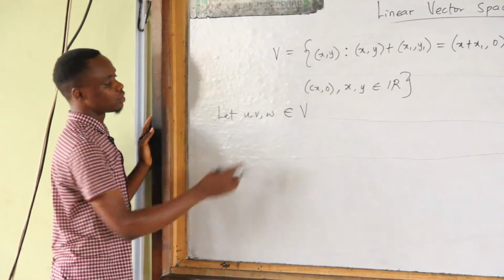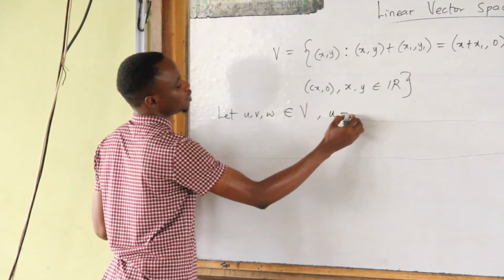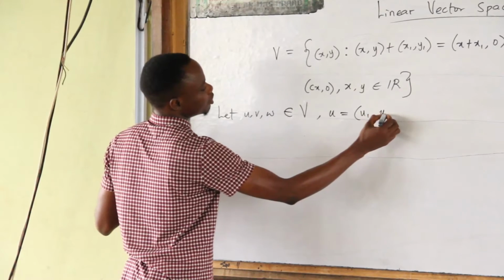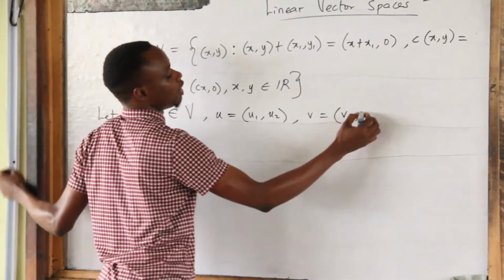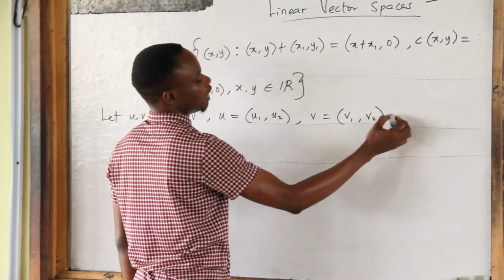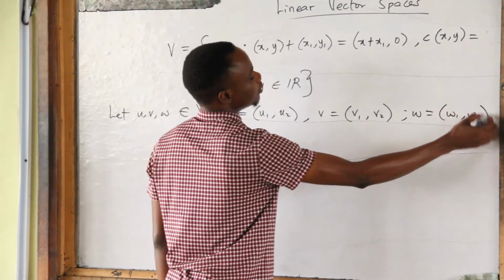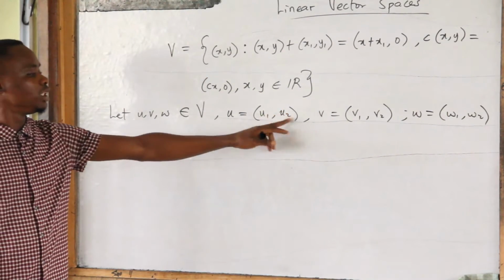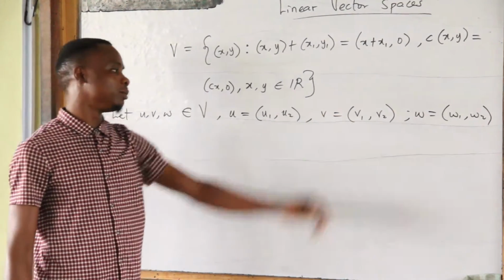Alright, so in this case I can write that U is equal to (U1, U2), and then V is equal to (V1, V2), and then W is equal to (W1, W2). Do you understand what I'm doing? These will be real numbers.